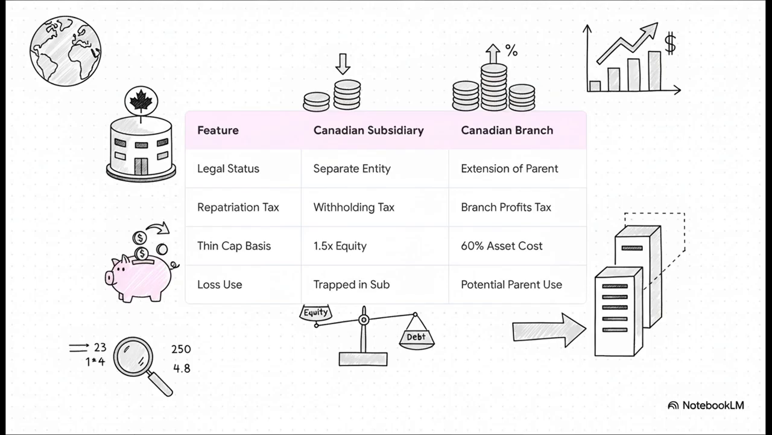And maybe the biggest one, losses in a subsidiary are stuck in Canada. With a branch, those losses can potentially be used by the foreign parent to offset its own income back home, depending on that country's rules. These are the critical trade-offs you have to analyze.